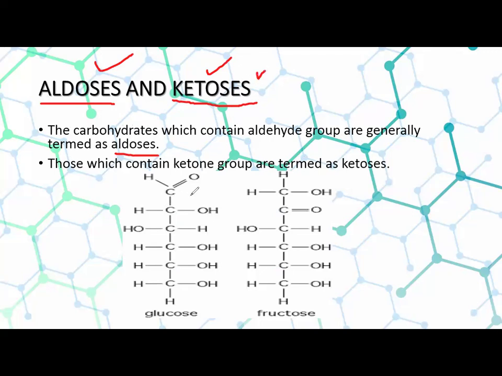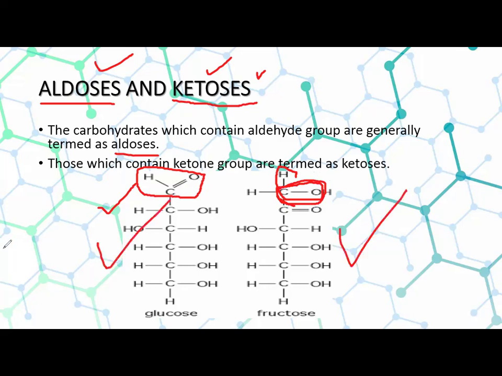If we look at glucose, this is the CHO group, that is aldehyde. So glucose is an aldose sugar, an aldehydic sugar. And if we look at fructose, you can see that this is a carbonyl carbon, and this carbonyl carbon is referred to as a ketonic group. So it means that fructose is a ketose sugar and glucose is an aldehydic sugar.